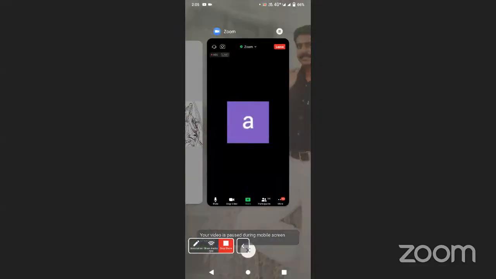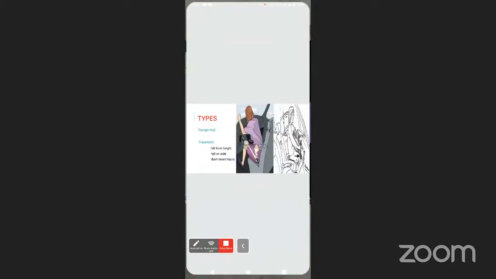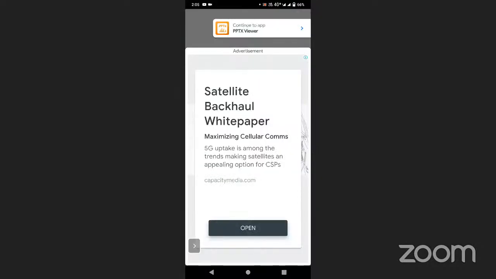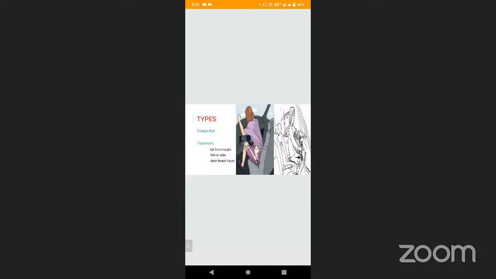Can you see the screen? The screen keeps going off. Can you see the screen?